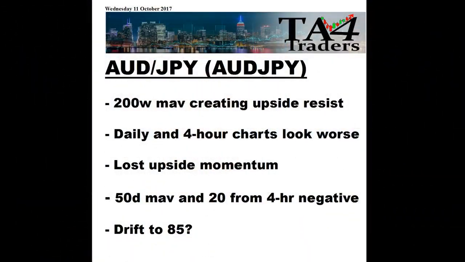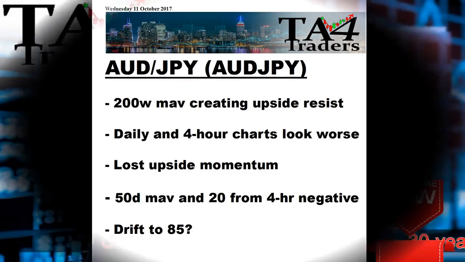So that's been TA for Traders, looking at the Aussie dollar against Japanese yen. The key takeaways from the video should be that the 200 week has created upside resistance. The daily and the 4 hour charts do look vulnerable. We've lost upside momentum. The 50-day moving average and the 20 from the 4 hour are both immediate negative influences on the market, and perhaps we should be expecting a drift down to the 85 level.